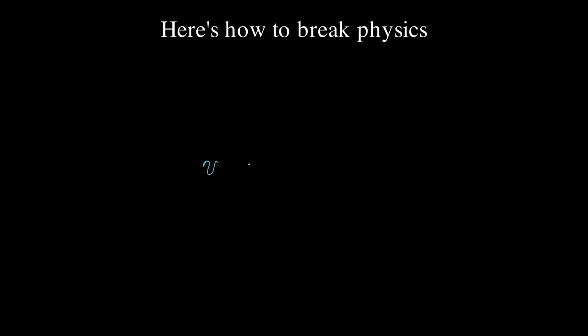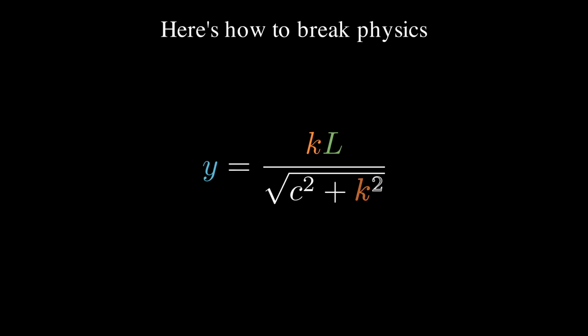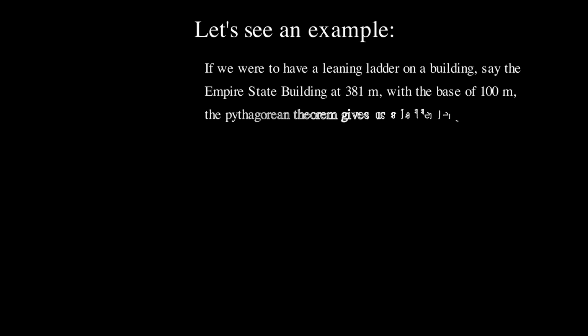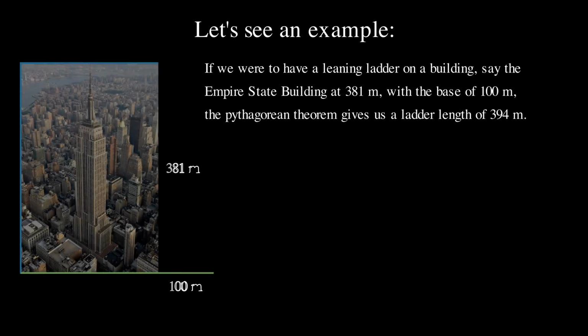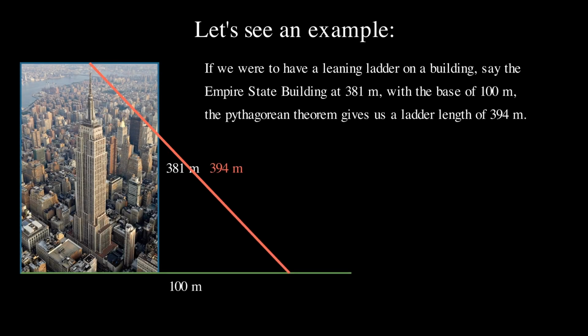In fact, if we let height y equal kL over the square root of c squared plus k squared, we get into some serious trouble. At this height, the tip of the ladder is moving at the speed of light. So let's do an example with some values. If we were to have a leaning ladder on a building, say the Empire State Building at 381 meters, with a base of 100 meters, the Pythagorean theorem gives us a ladder length of 394 meters.